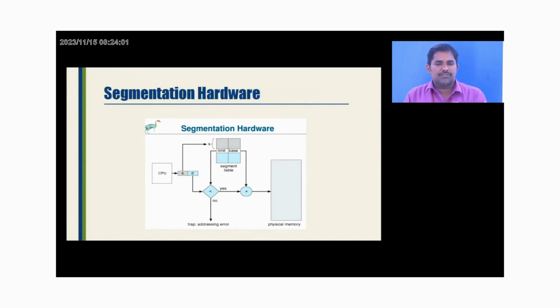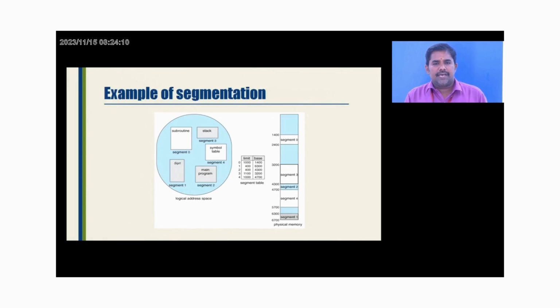Suppose my computer has an address range of 0 to 1000 only; all the segmentations and all other things are done within the 1000 addresses. Right? Here is an example of segmentation, where you can easily see that there are a number of things. We focus on the limit and base.